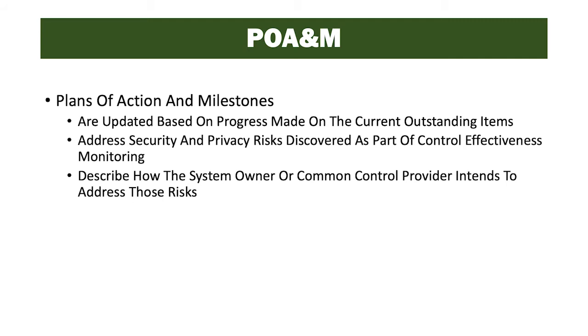But as continuous monitoring goes on, and we have continuous assessment of controls, we may find new findings that are discovered by the control assessor that are added to the plan of action and milestones. We need to address those, determine their timeline and milestones, and start correcting them.